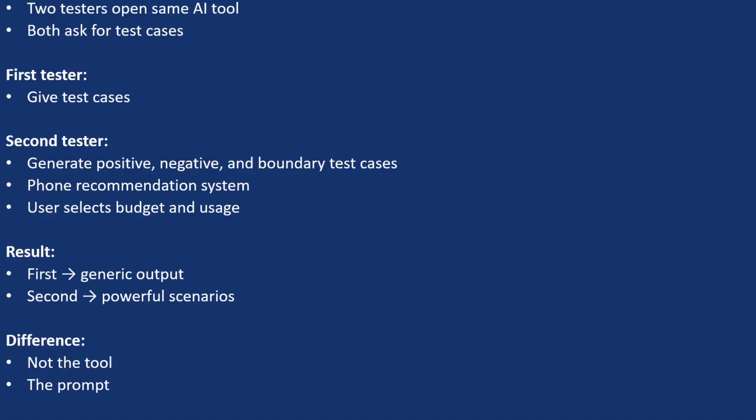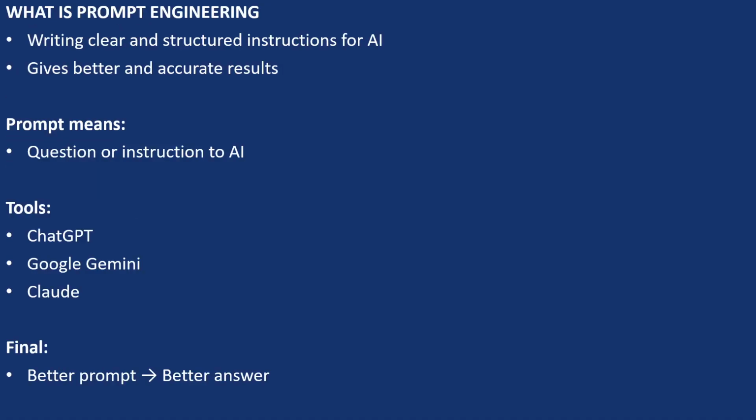Same tool, completely different results. Why? That is not because of the tool, that is just because of the prompt. So today I will explain prompt engineering for QA professionals in the very simplest way. Let me give you the simplest definition now. So what is actually prompt engineering? Prompt engineering means writing clear and structured instructions for AI so that it gives better and more accurate results.